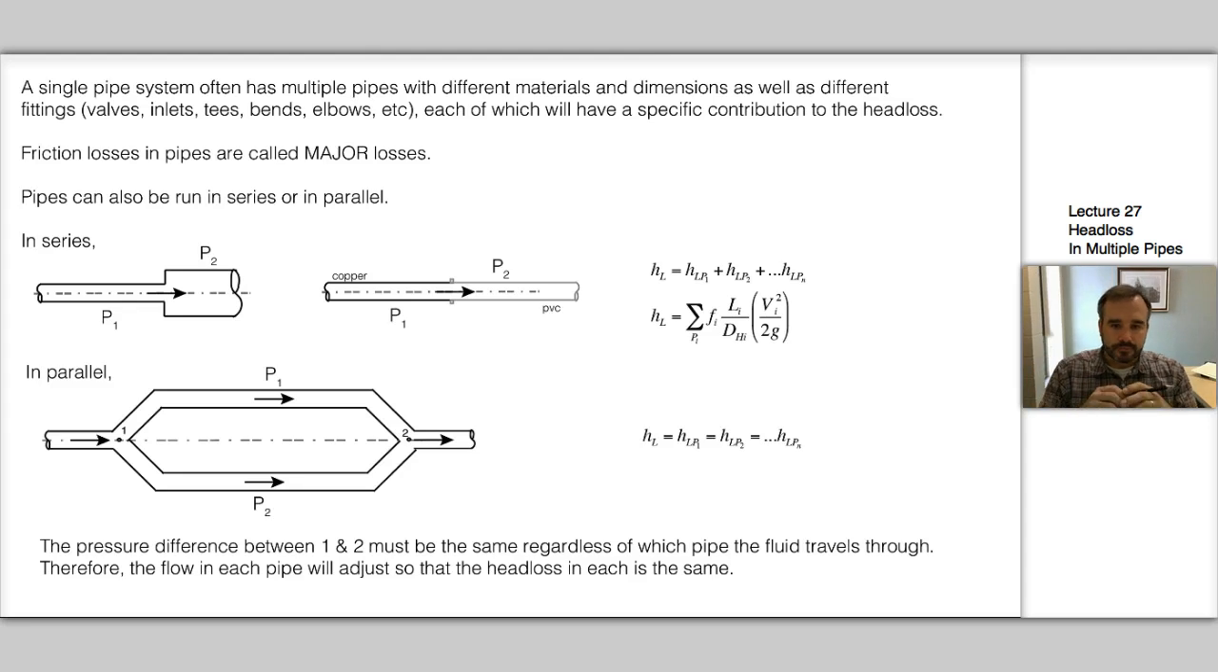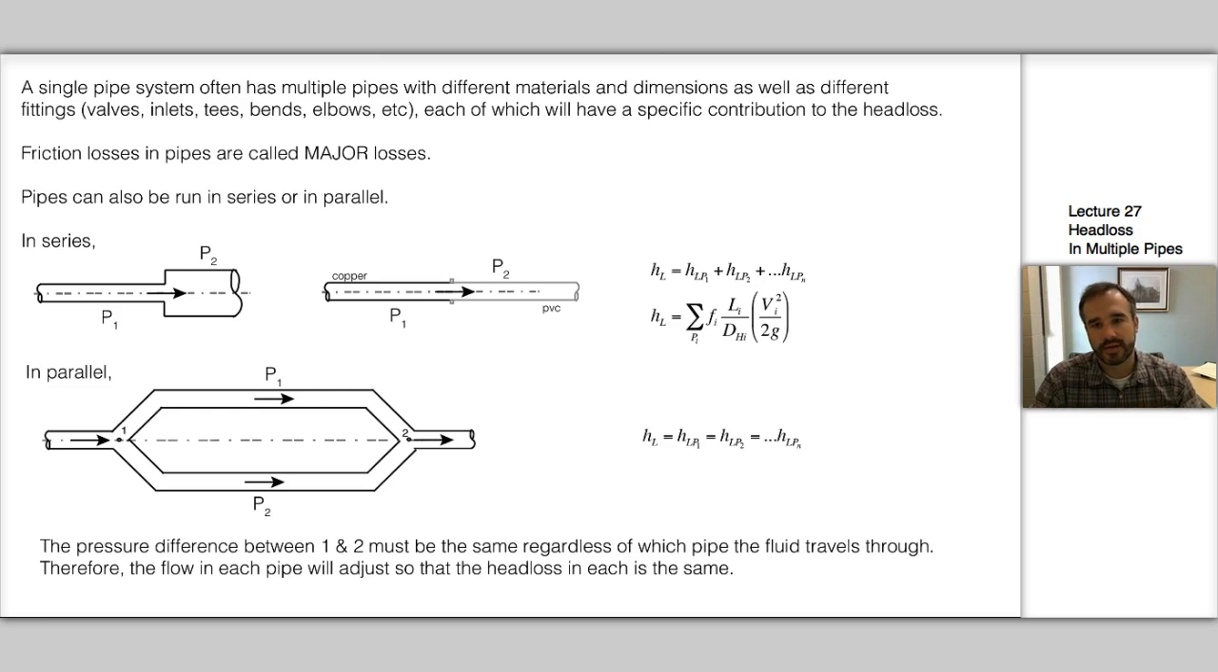So in series, it's pretty straightforward how we do this. For example, I showed two drawings here where we have a small pipe at P1 that is connected to a larger pipe in P2, or say we have the same size pipe of two different materials connected, which is going to change that friction factor that we learned about in the previous videos. Say we have copper pipe adjoining a PVC pipe, and so our friction factor is going to be different, but our velocity might be the same. Well, in series, it's pretty straightforward. We just add them up.